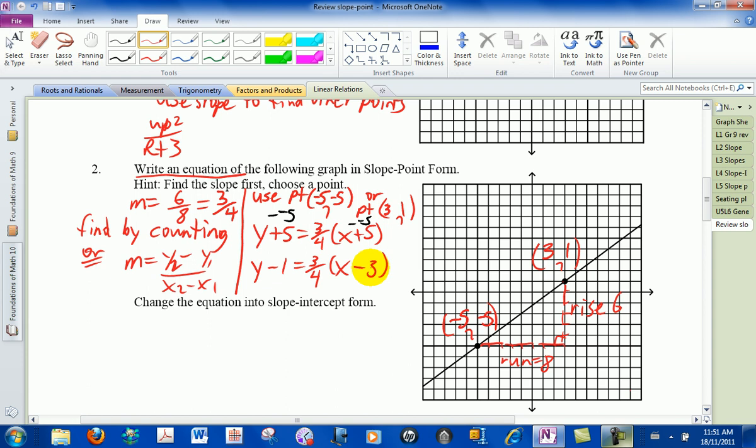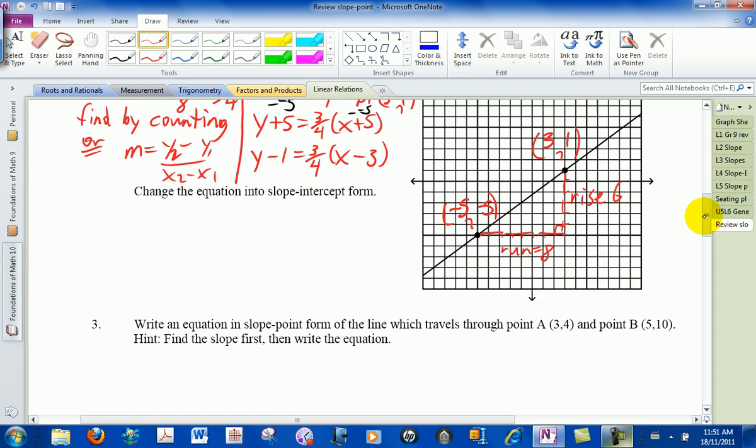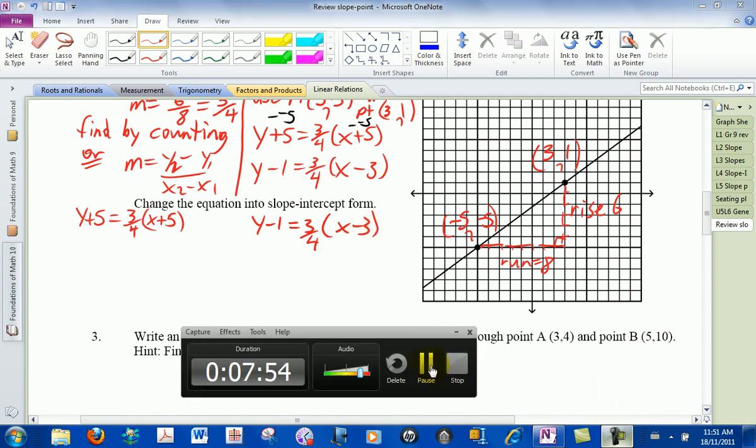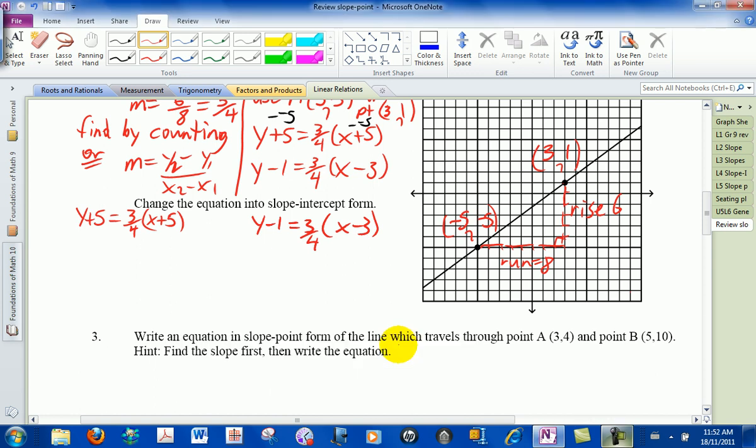Okay, so now what I want you to do is change it into slope-intercept form. So you have to do some algebra now. You can either use the y plus 5 equals 3/4 x plus 5, or you can use the other one, y minus 1 equals 3/4 x minus 3. If you're really good, use them both. Go, do your algebra. Change one of them at least. If you're really good, change both.